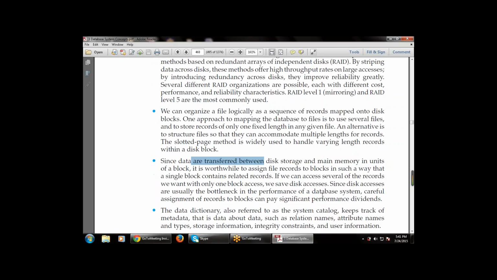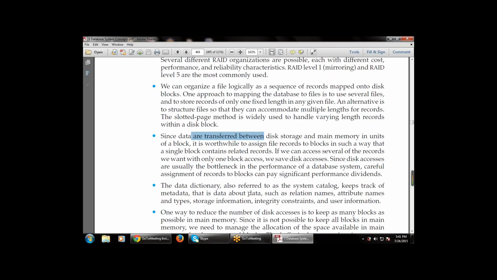The next point is the data dictionary, also known as the data about the data. That is, we can store information about the data itself. It keeps track of the relation names, attribute names, types, storage information, and also includes constraint types and constraint information, such as integrity constraints, key constraints, and more. All this information is stored in the data dictionary.